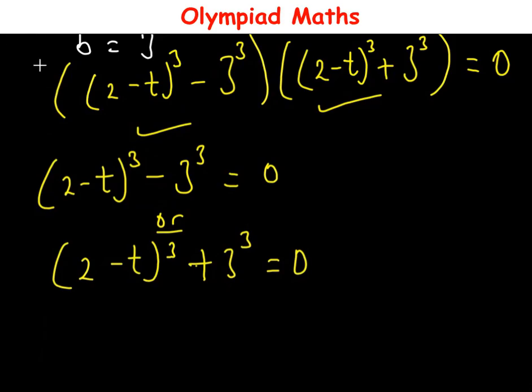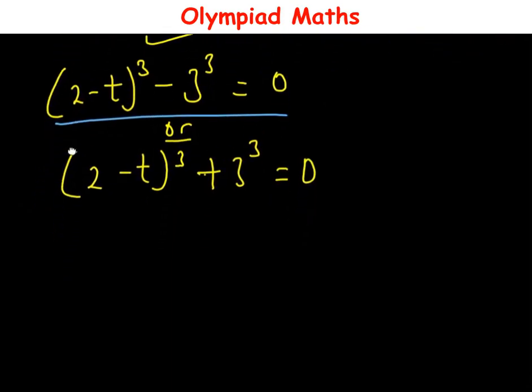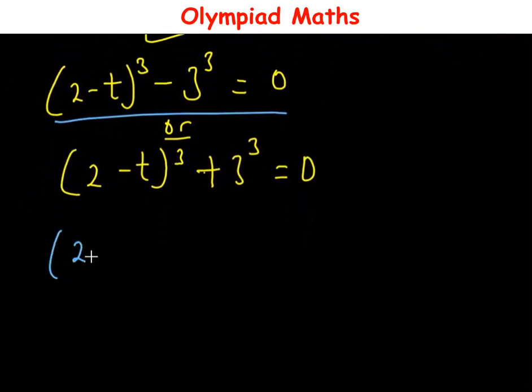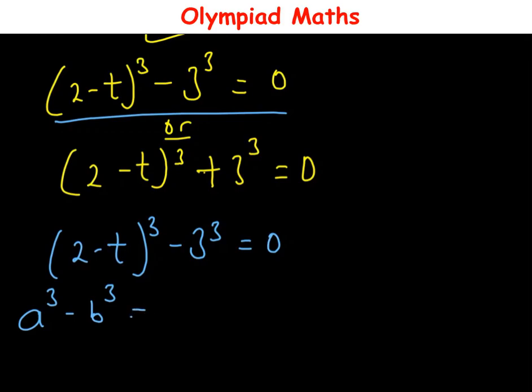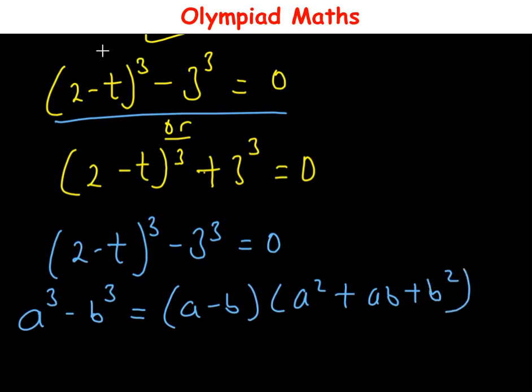Let's first start with the first equation, (2 − t)^3 − 3^3 = 0. What we have is a difference of two cubes. If you have a^3 − b^3, this is equal to (a − b)(a² + ab + b²). In this case, the value of a is 2 − t, while the value of b is 3.